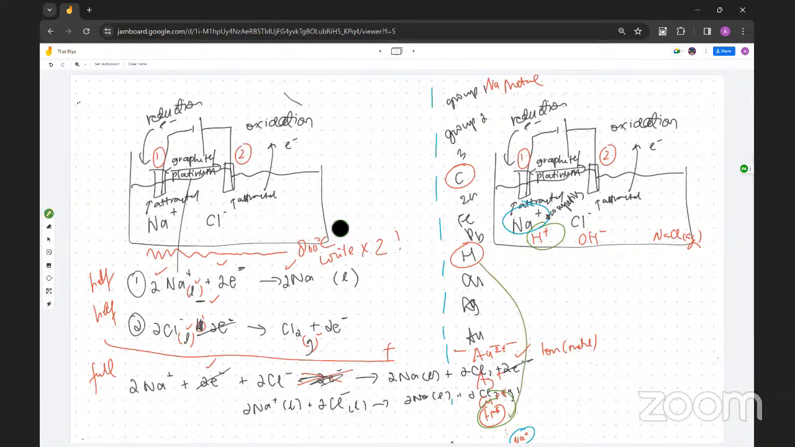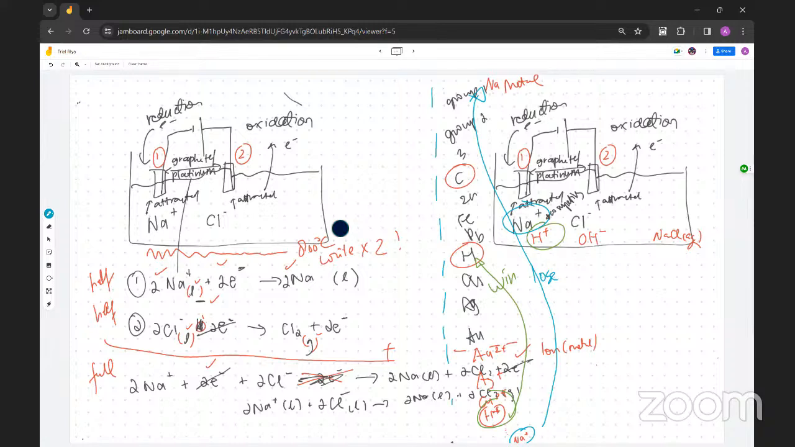H plus, if he wins, jumps to H. Na plus, if he wins, jumps to Na. Am I making any sense so far? Yeah. Who jumps higher? Clearly, who is jumping higher? Na. Therefore, H plus wins, Na loses. Smaller jump, easier jump will win the electron hands down.